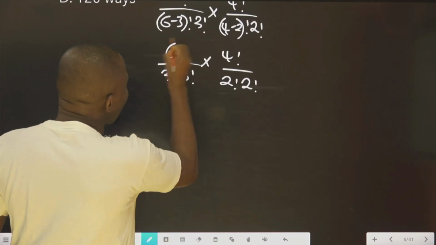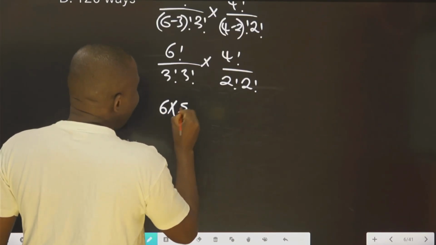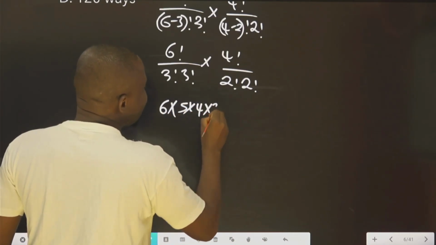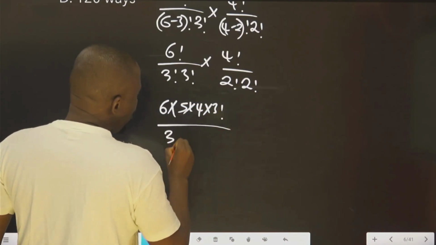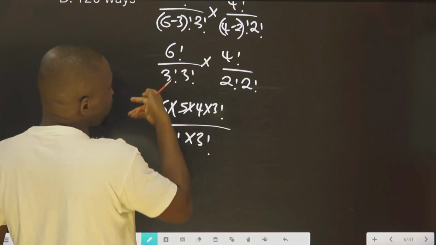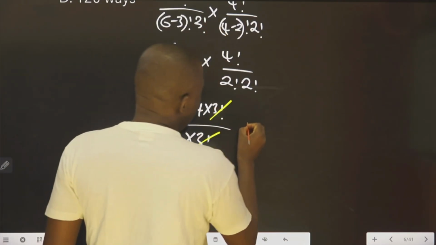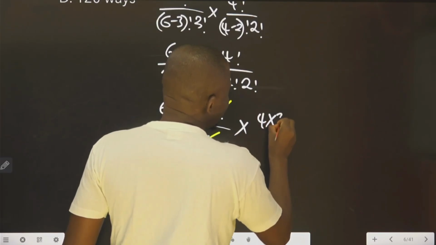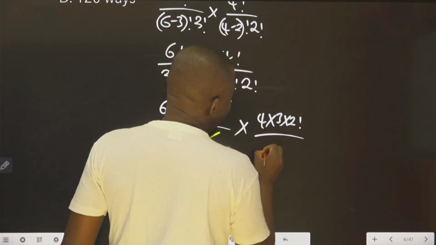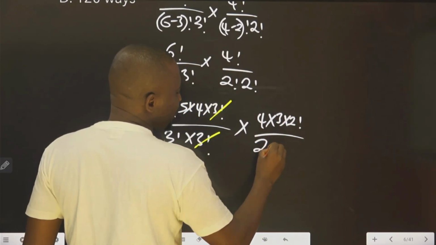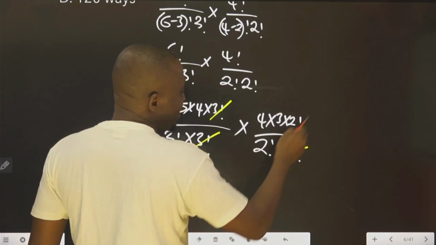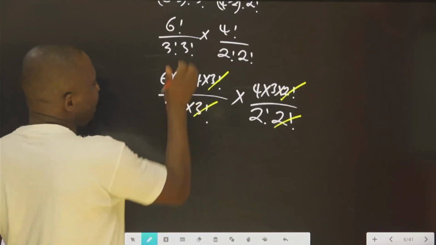That is, now we need to expand this: 6 times 5 times 4 times 3 factorial, then we stop. Why did I stop? Because I saw 3 factorial here. I want this and this to cancel. I'll go for this now, 4 times 3 times 2 factorial. I'll stop again because I saw 2 factorial here, so that this and this will also cancel. Then I will continue with this now.